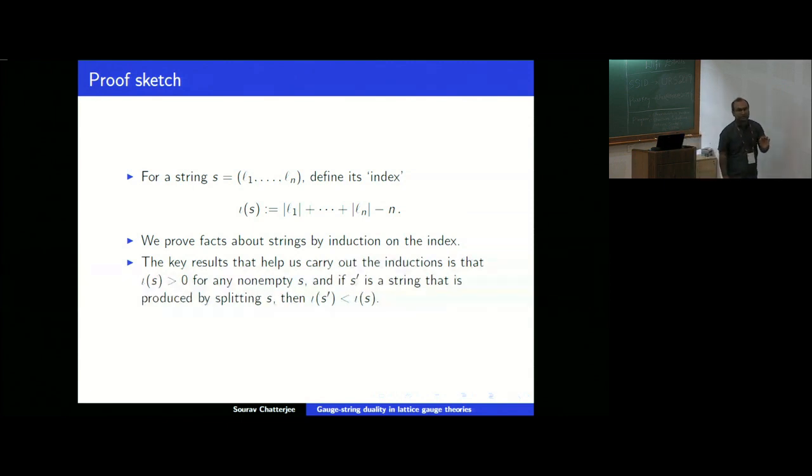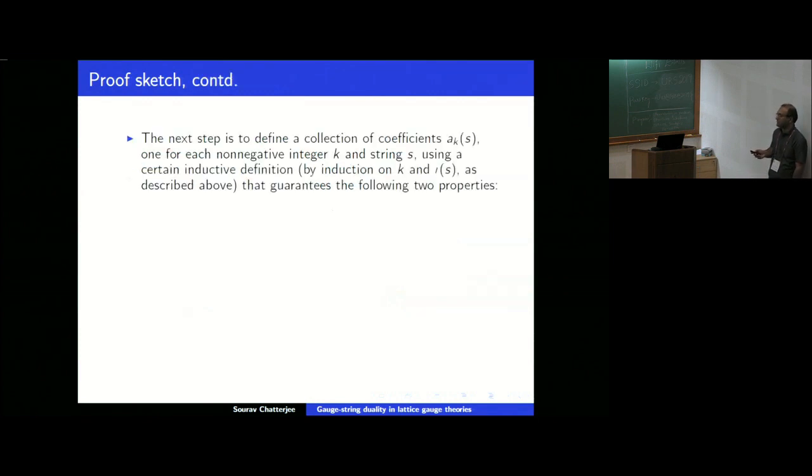Okay, this is always true. Whenever you do a splitting, be it a positive splitting or a negative splitting, the index must decrease strictly. So that's what allows us to do the induction. So then what we do is we define a collection of coefficients a_k of S. These are indexed by a non-negative integer k and a string S. And the definition is inductive.